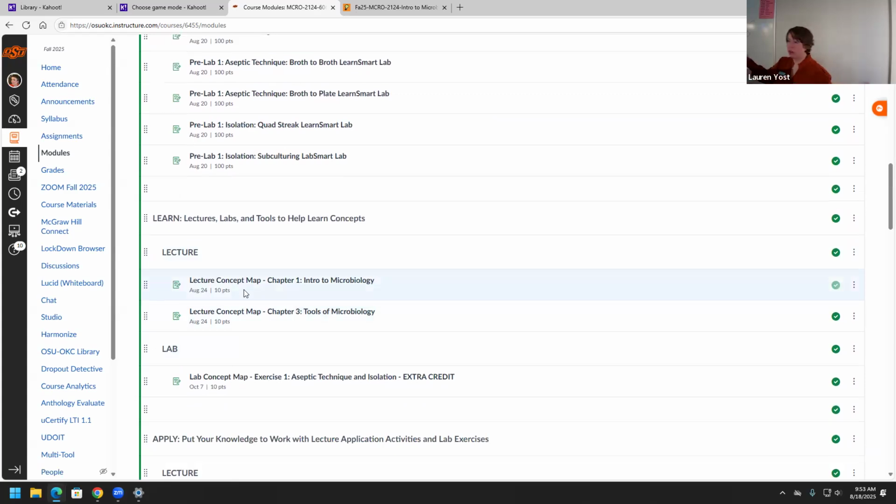For here, this is your concept map that you will have done beforehand. This is where you're supposed to have watched the lecture and learned that and put it into a concept map. And then the lab is the lab concept map. It is extra credit if you choose to do that.